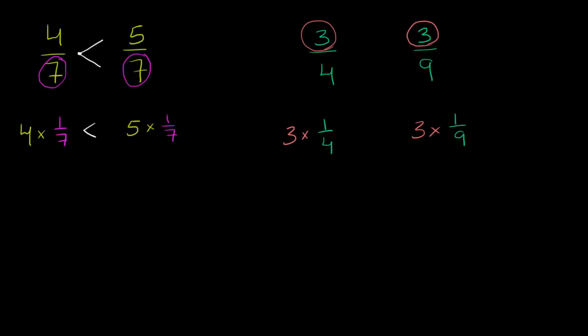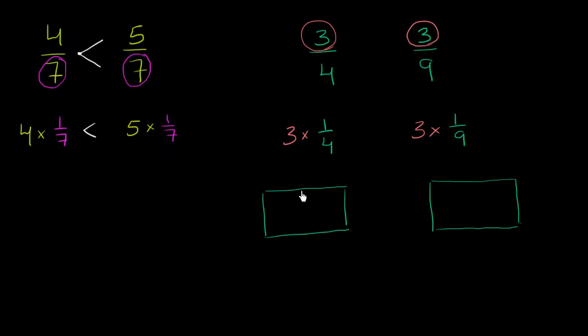Well, think about if you start with a whole. Let's draw a whole right over here, and another whole right over here, so the same sized whole. A fourth is literally taking the whole and dividing it into 4 pieces, while a ninth is taking the whole and dividing it into 9 equal sections, I could say.